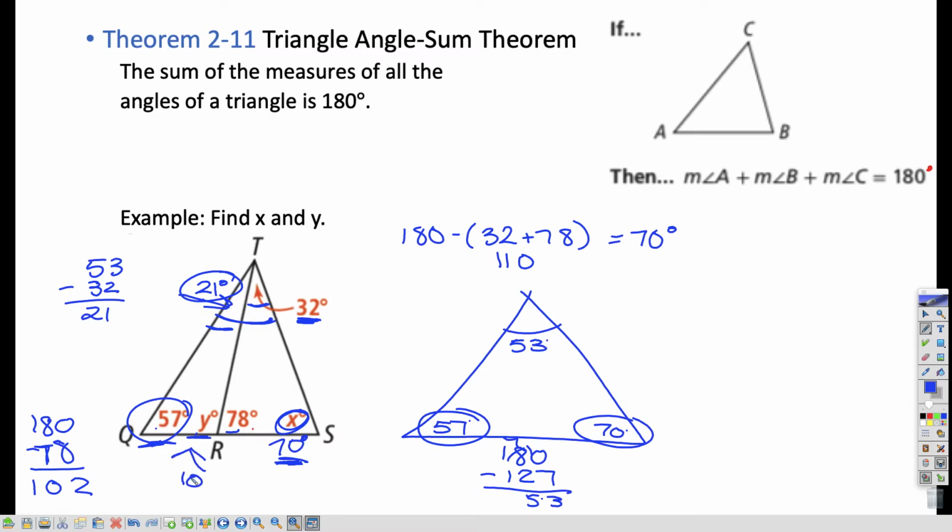Is this picture drawn to scale? No. Obviously, 102 is an obtuse angle, right? See, that's what throws me off. We can't trust a picture. They're trying to teach you that lesson. Never trust a picture; trust your calculations.